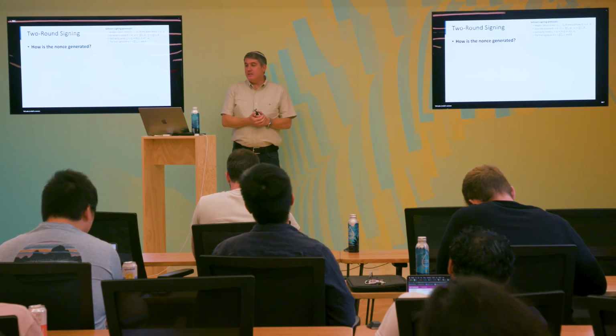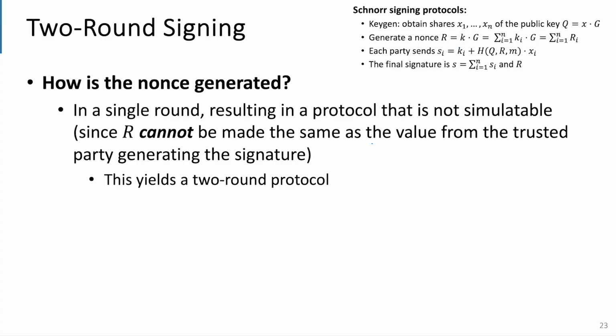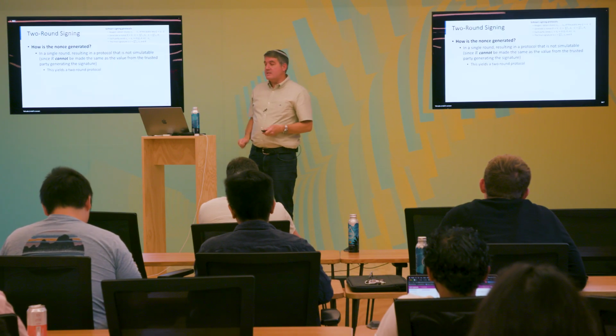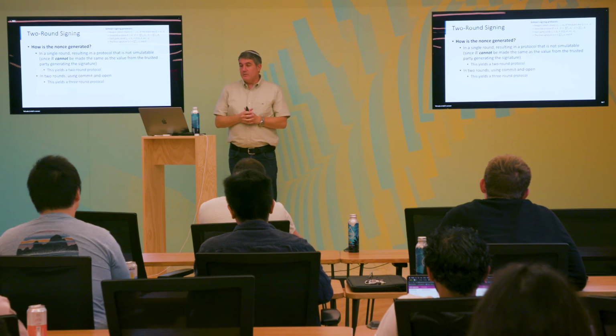So how is the nonce generated? If I do a single round protocol, using other methods where parties send their nonces and we somehow combine them with certain tweaks, like in some two-round protocols, then I can prove that this is a secure signature scheme, but it will not be Schnorr. It will not have the same distribution as Schnorr. It won't have the composability guarantees because I'm not able to make it actually be the same R that I'm getting from the external trusted party.